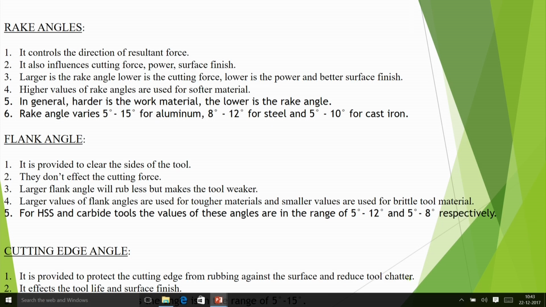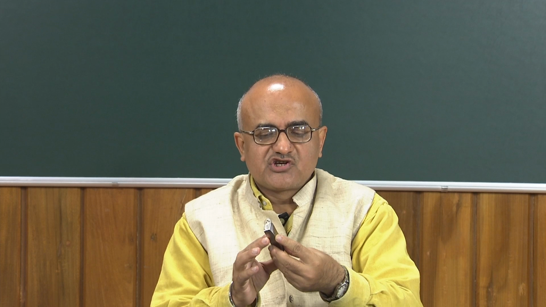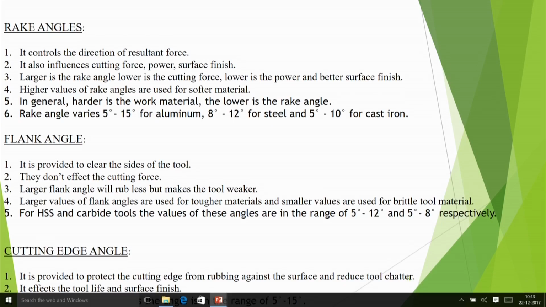So rake angle generally varies from 5 degree to 15 degree for aluminum. Mostly this data is for HSS tool, this is high speed steel tool. So the rake angle may vary between 5 to 15 degree. In the carbide the angle may be somewhat smaller, 8 to 12 degree for steel, and we can have 5 to 10 degree for cast iron.